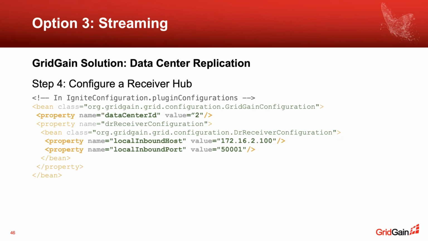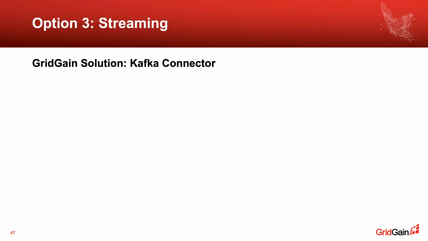So this is the first option. These 4 simple steps allow you to set up a replication link, which is enough for the replication part of your DR, but in some cases you may want more flexibility, and in that case you may want to go for Kafka.